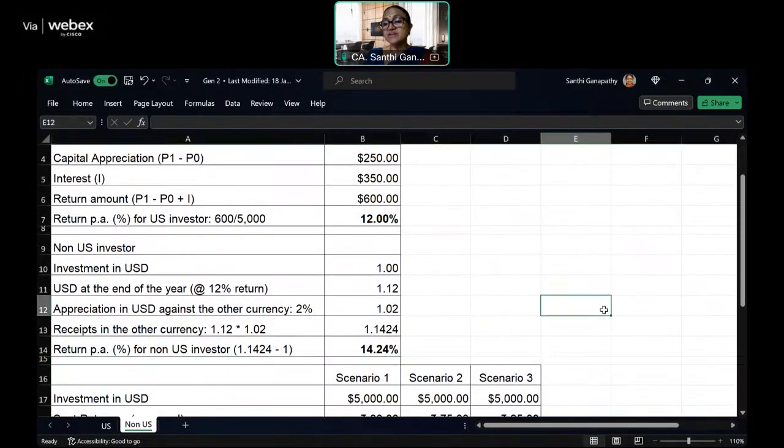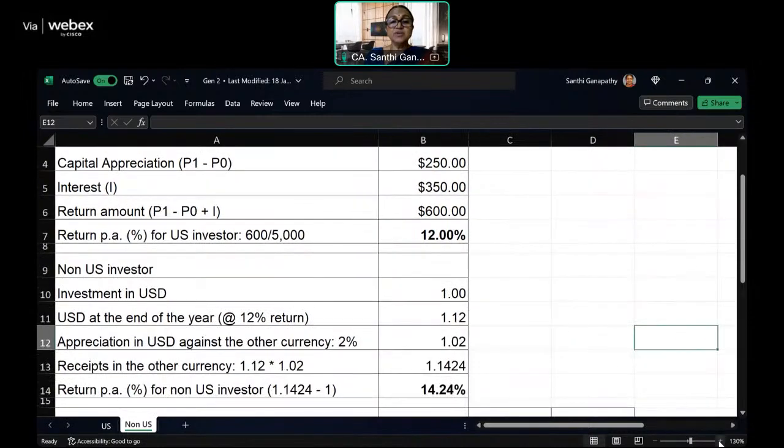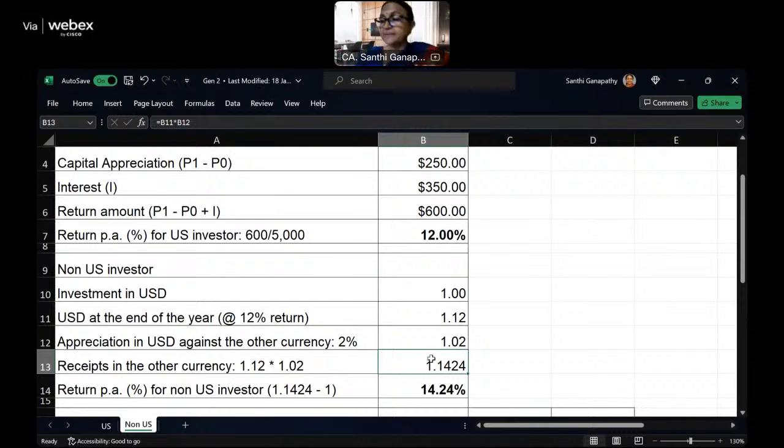Now, how can we find this? There are a couple of ways in which you can do it. For a non-US investor, first we can say investment is 1. So with the 12% return, it became 1.12. But appreciation of USD against the other currency is 2%. So another 1.02 of this. Receipts in the other currency would be 1.12 into 1.02, which is 1.1424. Investment is 1. 0.1424 is your return. So percentage return would be 14.24. This is one way of doing it.